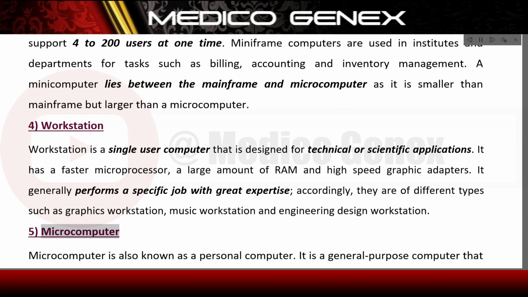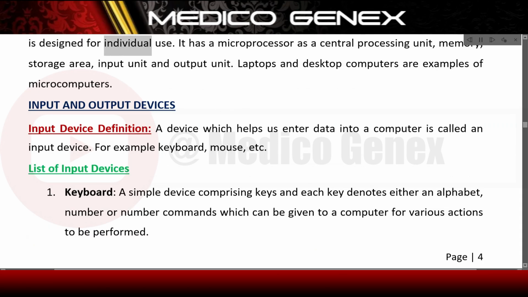5. Microcomputer. Microcomputer is also known as a personal computer. It is a general-purpose computer that is designed for individual use. It has a microprocessor as a central processing unit, memory, storage area, input unit, and output unit. Laptops and desktop computers are examples of microcomputers.